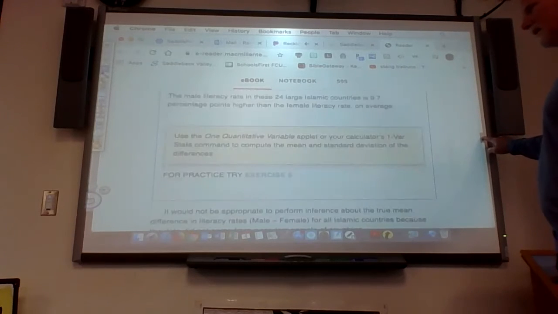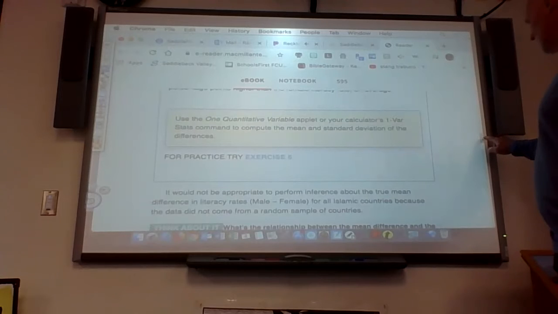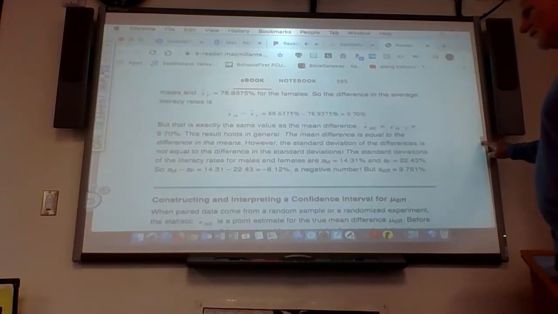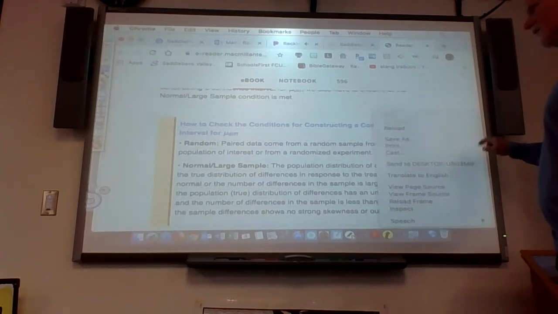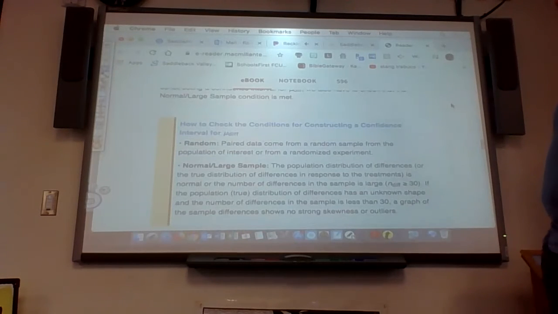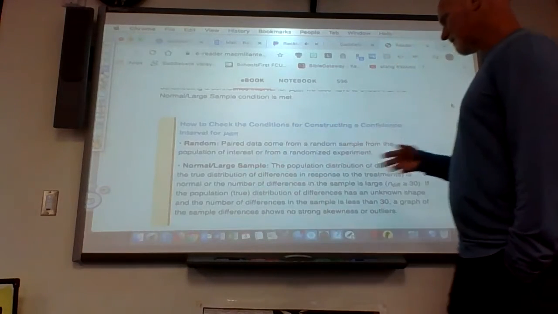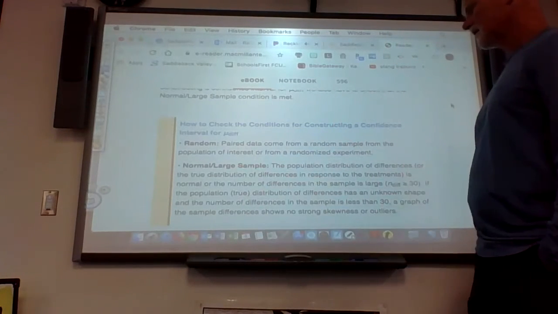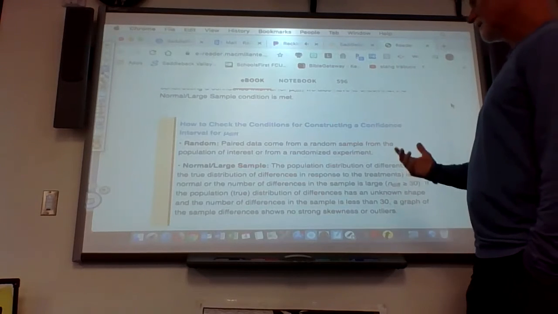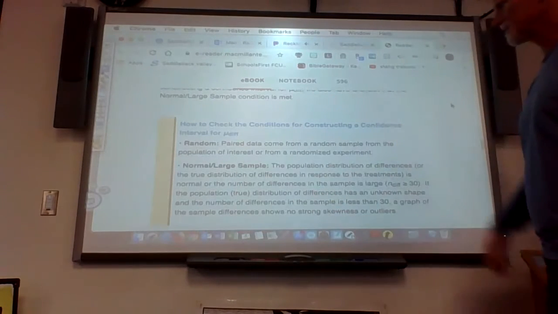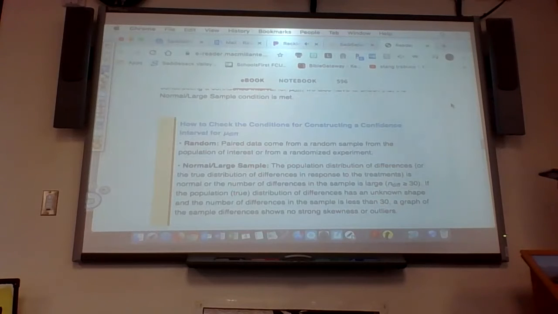They're going to ask you, how to check for conditions to be able to do a confidence interval for the mu difference. Okay, so we have 2 things. And the reality is there's 3 things that you are going to look at. So random: paired data come from a random set from a population. As always.